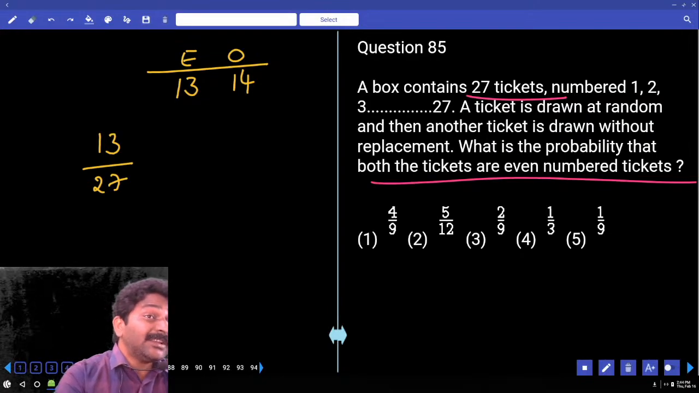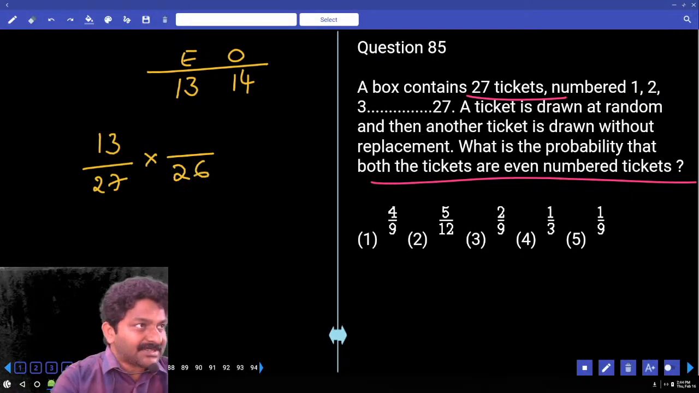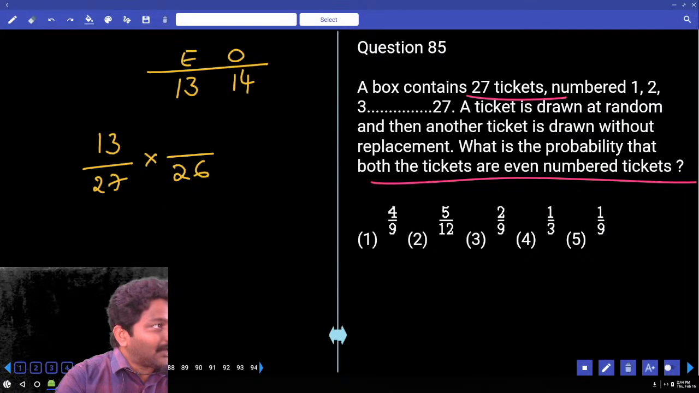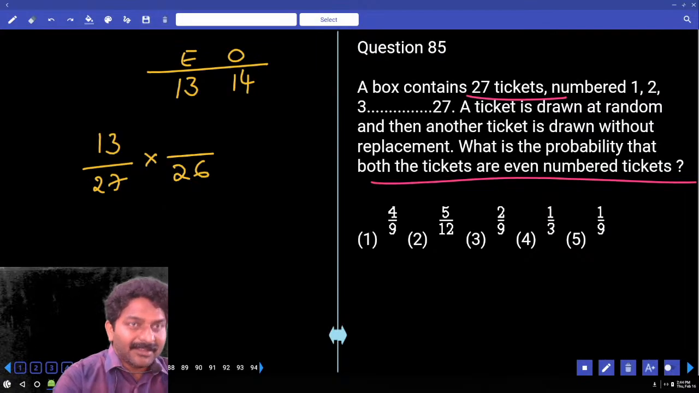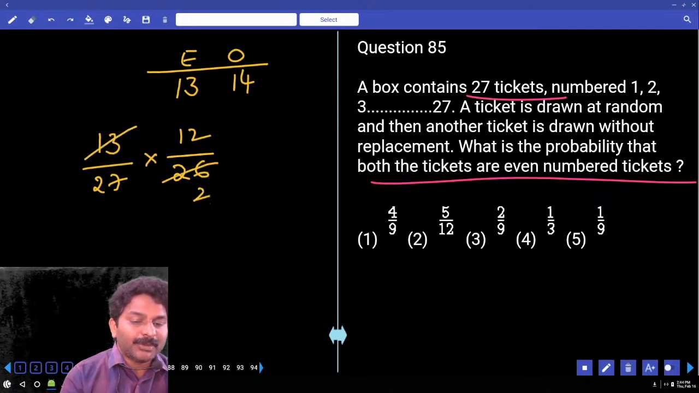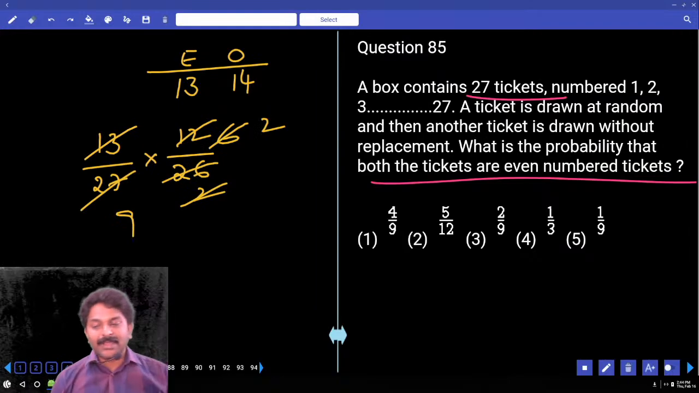Remaining how many balls are there? 26. Second time I want to pick one among these 26. Now how many even are there? 12 only. Out of 13, one even already taken. Remaining we have only 12. 12 2 times, 6 times, 3 2s, 9s, 2 by 9, third option.